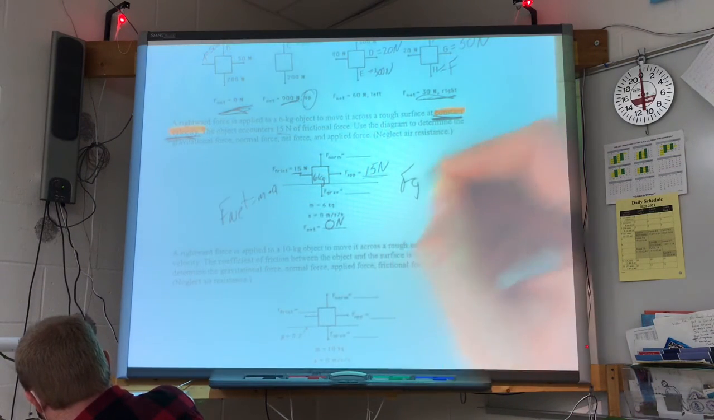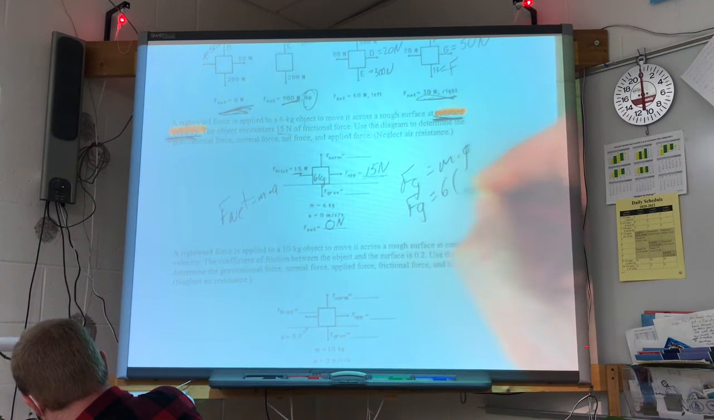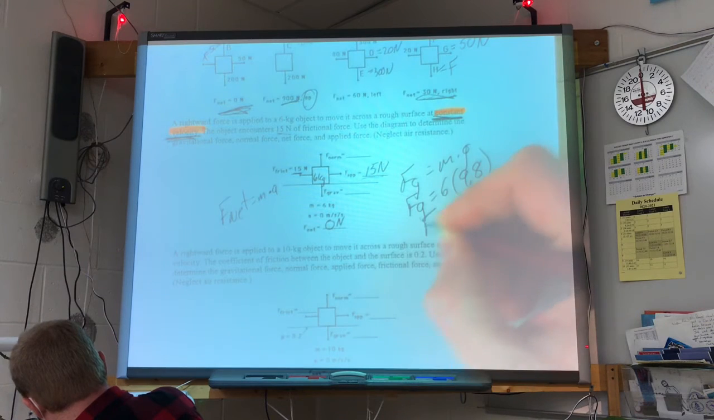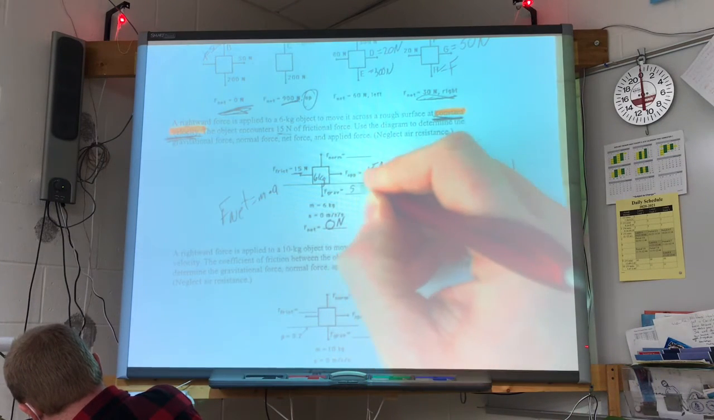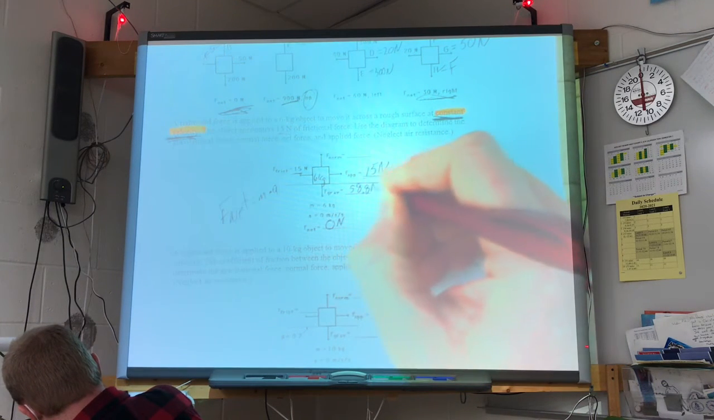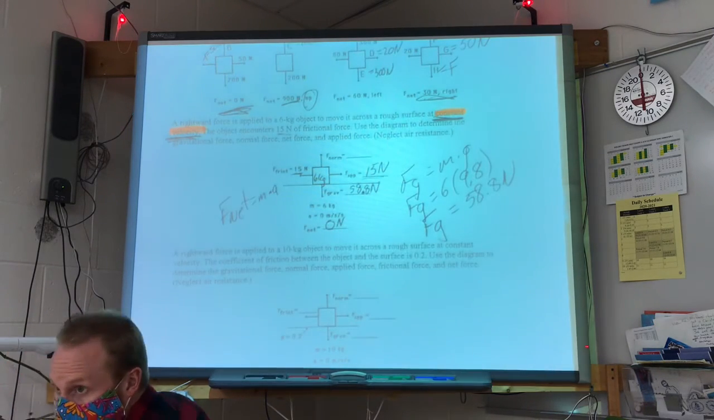Fg, there's a formula for Fg that says M times G. I hope I'm remembering this number right from yesterday. I think 6 times 9.8 is 58.8 newtons, I believe. So therefore, my F of G is 58.8 newtons. Am I right with that? Let me check that.